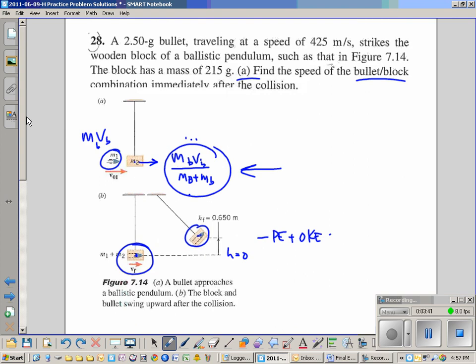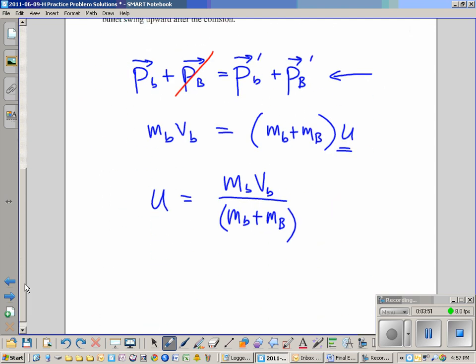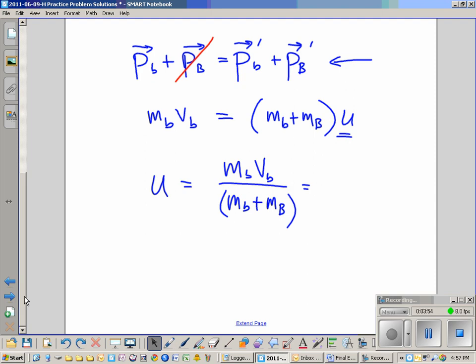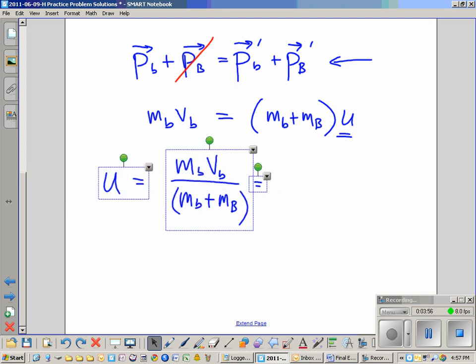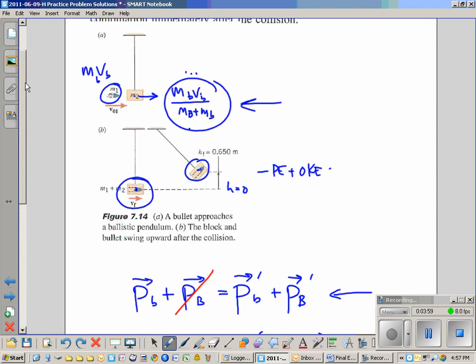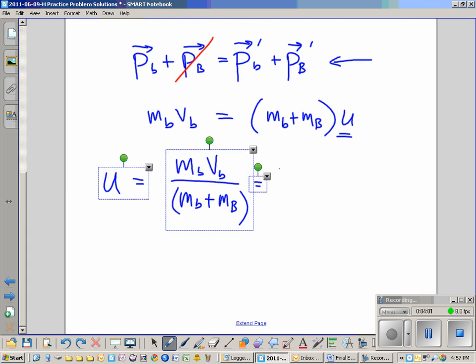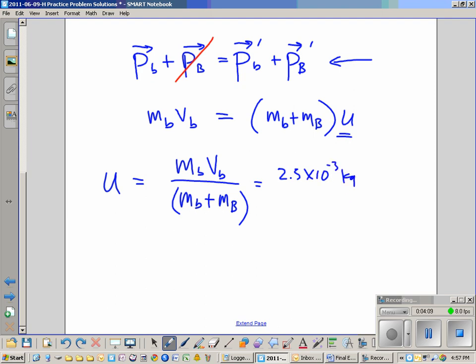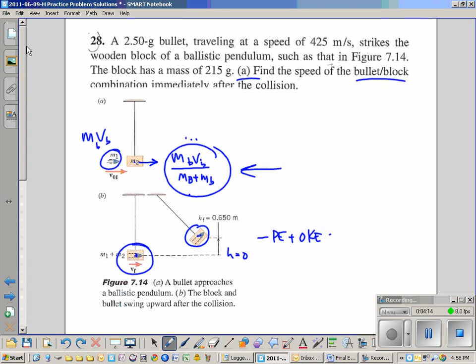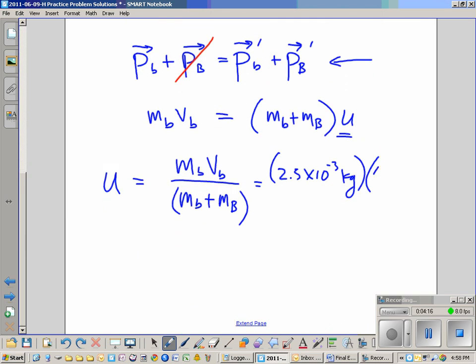All right, so plugging in the data we have, 2.5 gram bullet, 425 meters per second, 215 grams. All right, so that's equal to, I have to move this over here. Mass of the bullet is, good golly, already forgot it, 2.5 grams. All right, so 2.5 grams is 2.5 times 10 to the -3 kilograms times the velocity of the bullet, which was 425 meters per second.